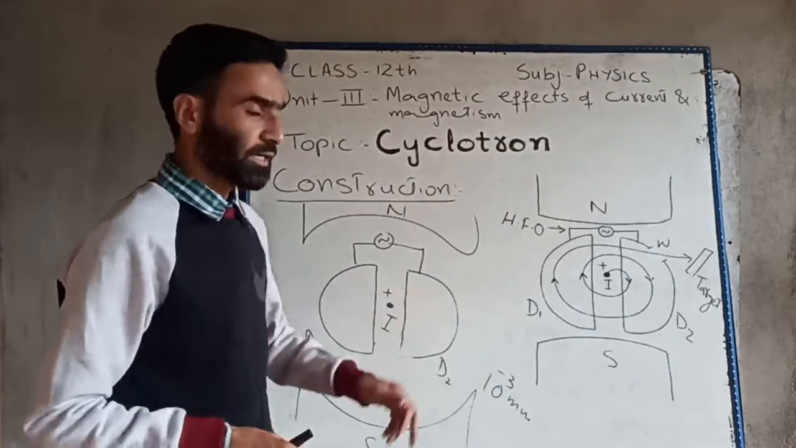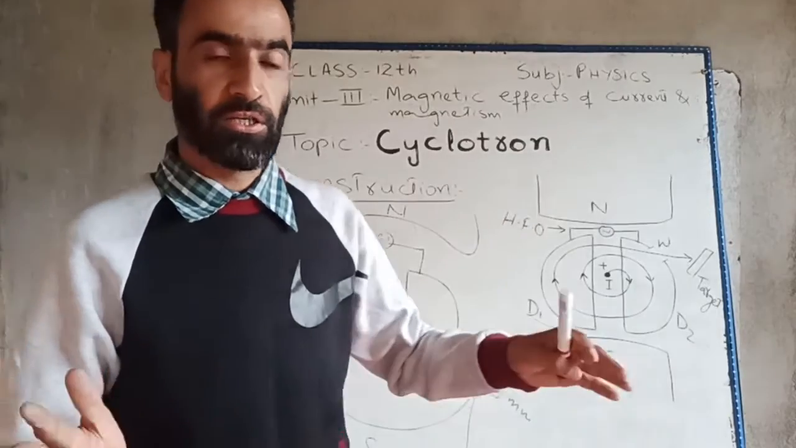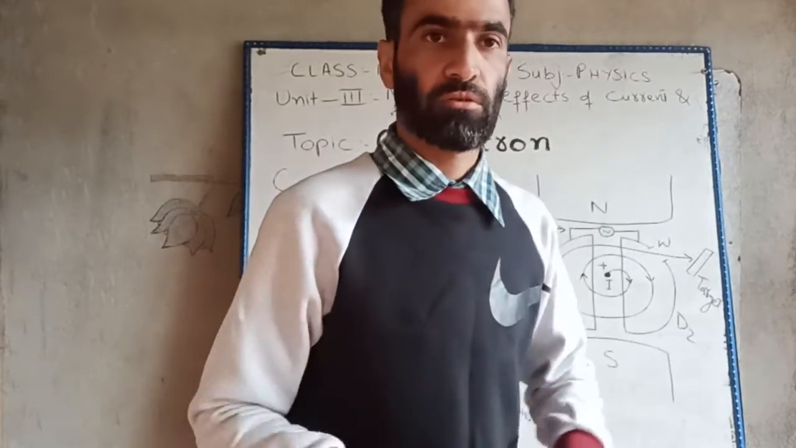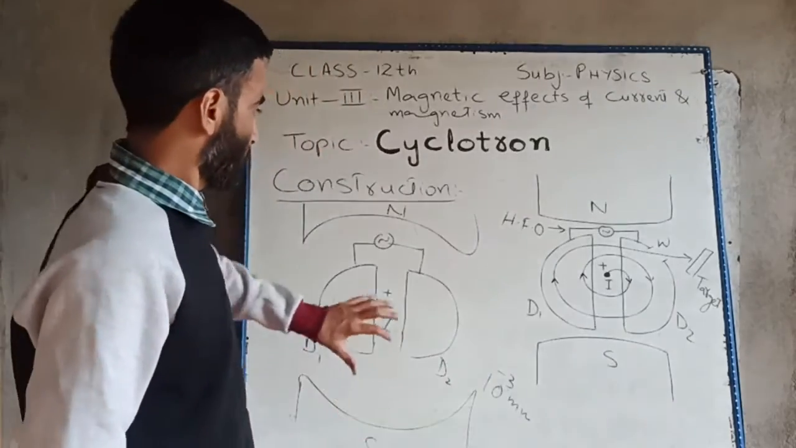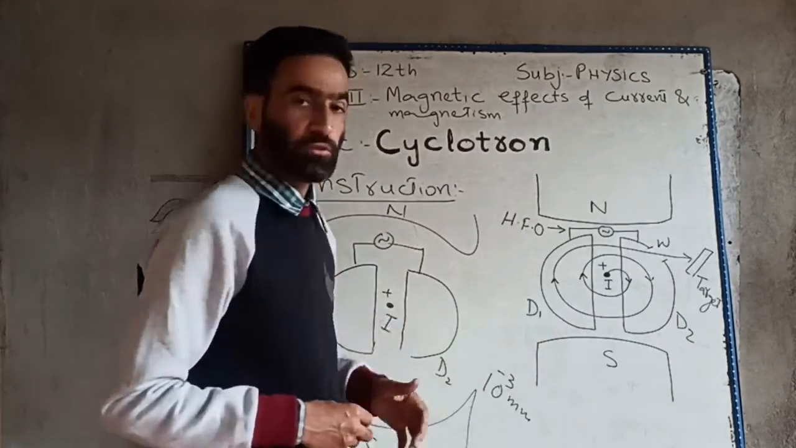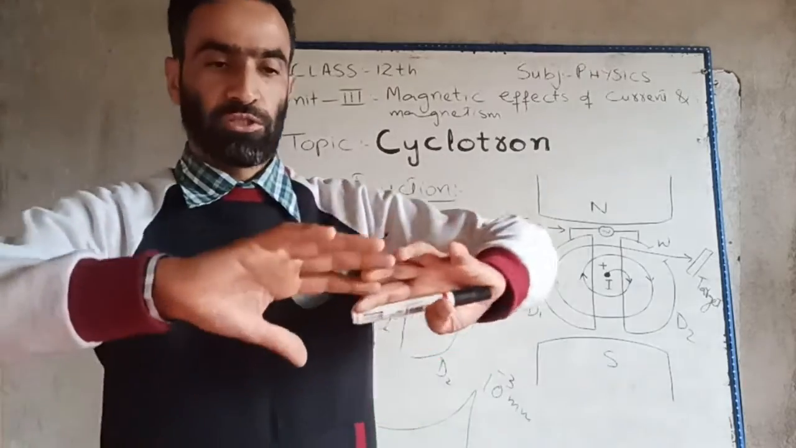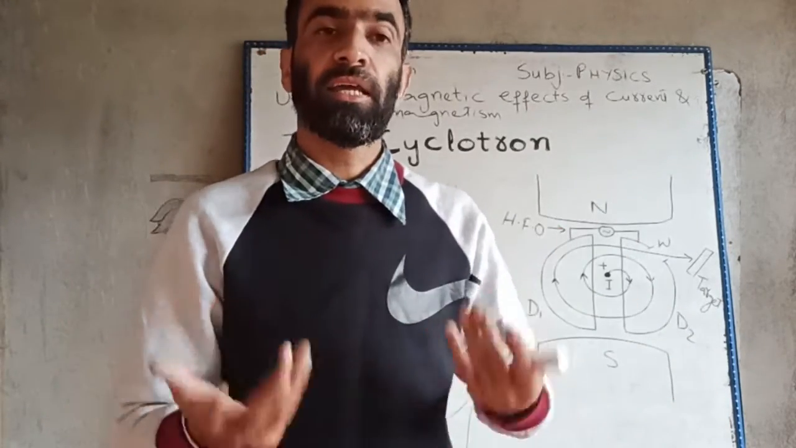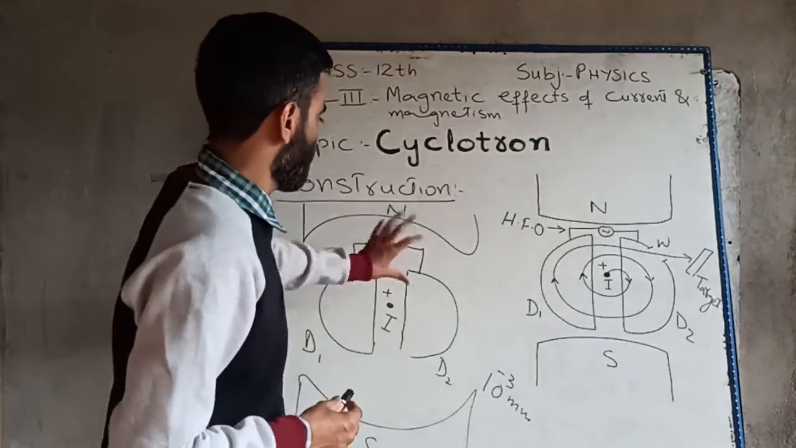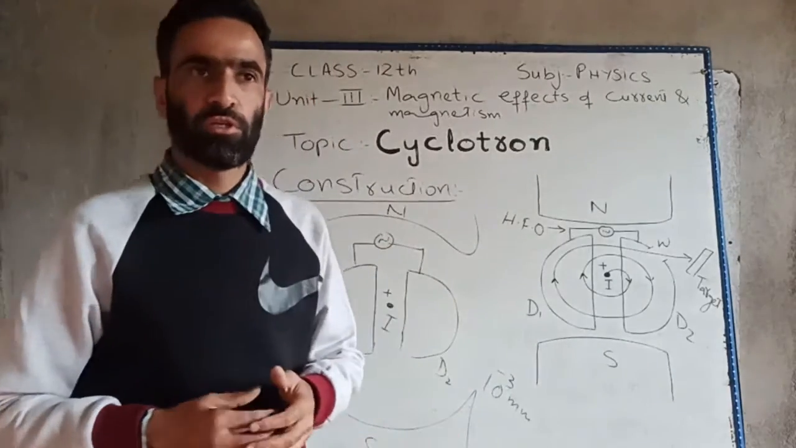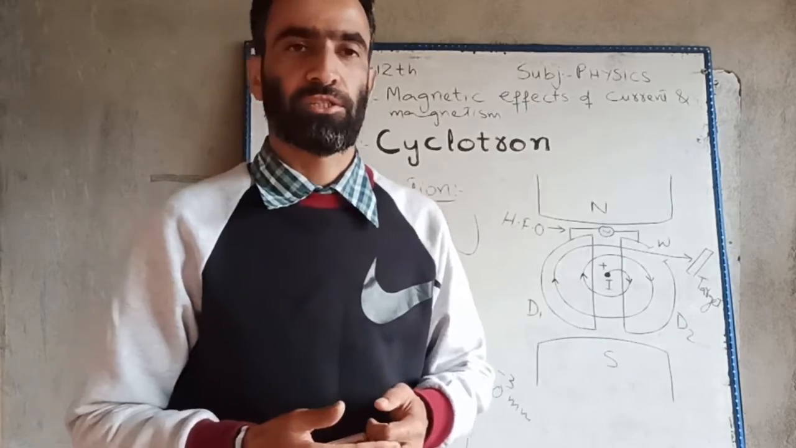These two Ds are connected with an alternating source, which gives the oscillating electric field. This system of two Ds is enclosed in a container containing gas at low pressure. The low pressure gas is used in order to prevent the leakage of the charged particles.